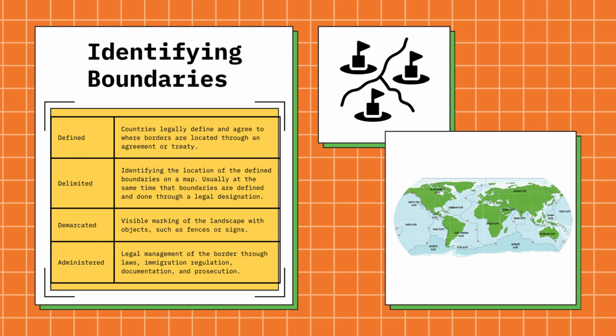So imagine setting rules for a room that you're sharing with a sibling. First, you agree to where the line is, then you tape it down. That would be delimiting. You set up a bookshelf as a divider, demarcate. And then finally, you decide on the rules, no touching my side of the room, which is to administer. So countries do the same, just a lot more arguing.